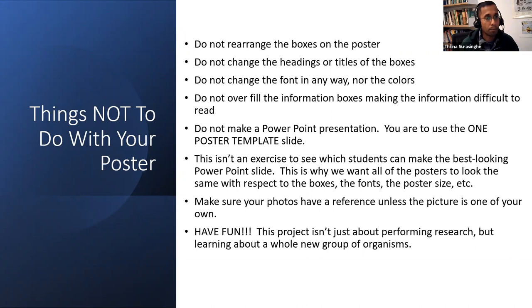And you're presenting a poster through Zoom. You are not presenting a PowerPoint presentation, so don't have multiple slides, right? Just a single slide over here.